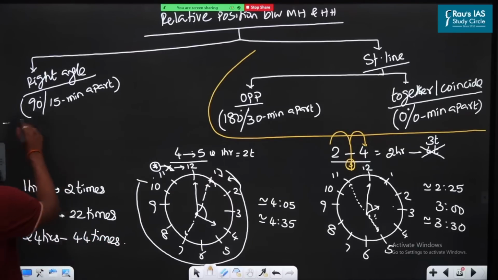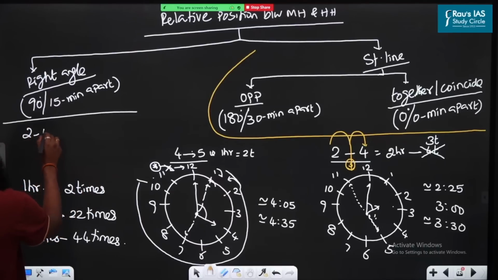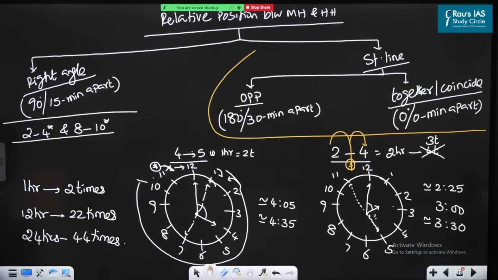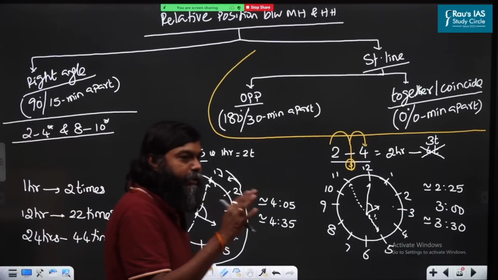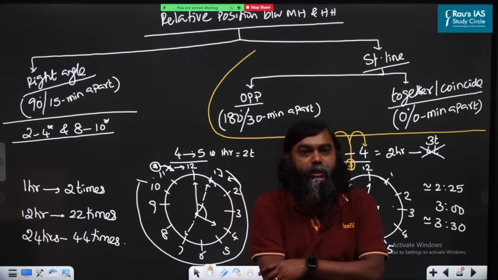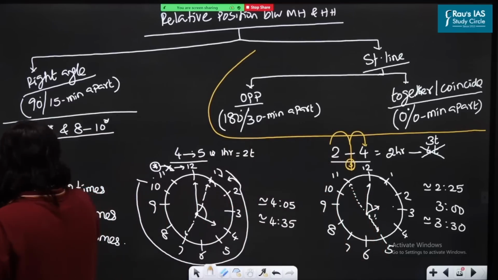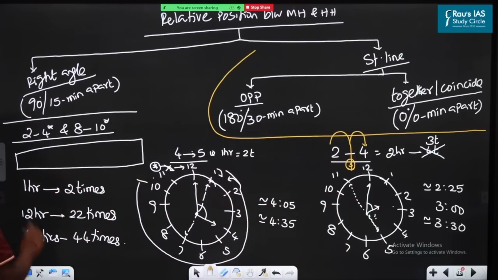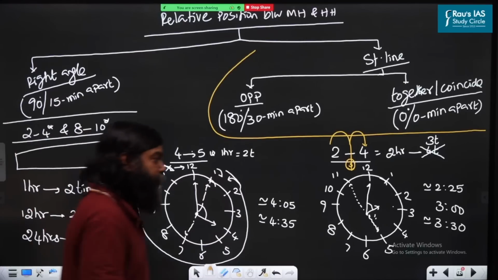What is the exceptional time for right angle? Only 2 to 4 and 8 to 10. In these 2 hours only you will get 3 times right angle to each other. In any remaining 2 hours you will get 4 times right angle to each other. Understood, boss? All understand? Leave some space. After I finish the opposite and together, I will come and generalize something. All are ready? Listen, boss.